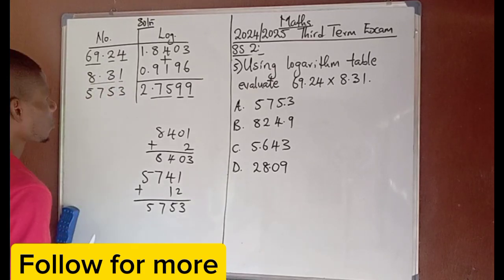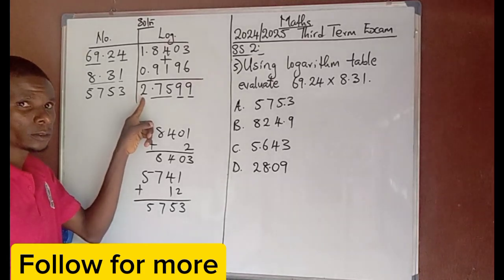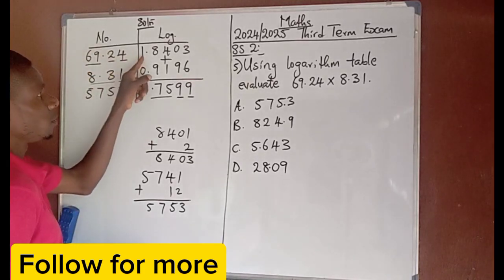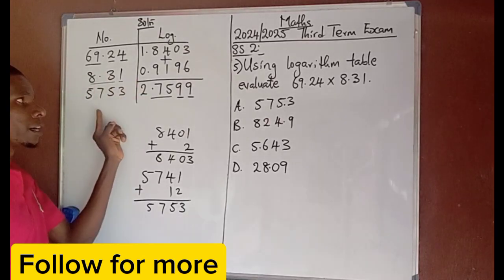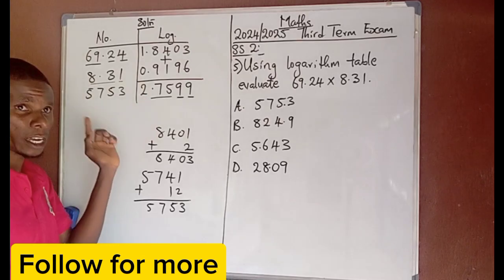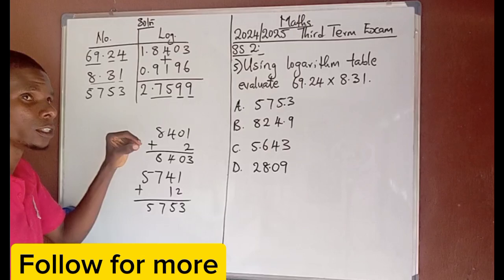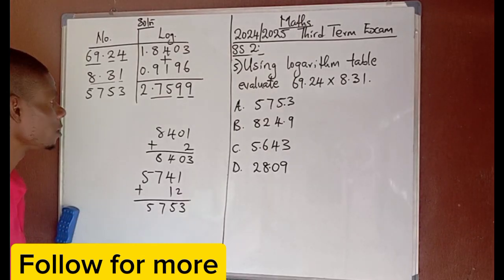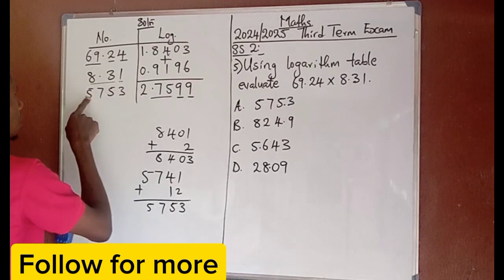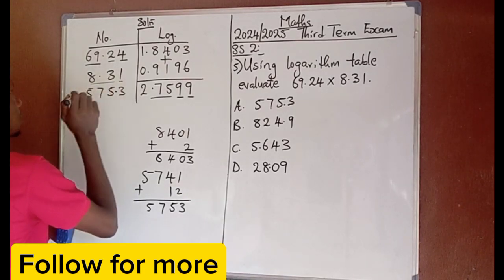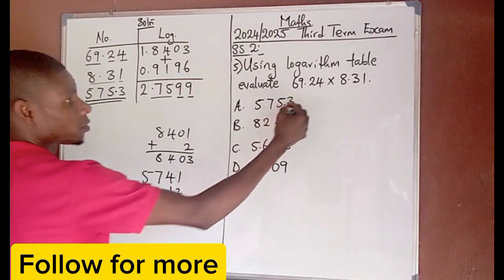5753. All right, this is not the end. We then look at this characteristic. The characteristic here is 2. When we were moving from here to here, we subtracted 1 from all the characteristics. Therefore, when we are coming back, those ones we subtracted, we need to add 1. So here is 2, and if we add 1 to 2, we are going to have 3. This will determine where we fix our decimal point. We need to count 3 places: 1, 2, 3, and put our decimal point. So this is the final answer. Then we go to the options. This is the right option.